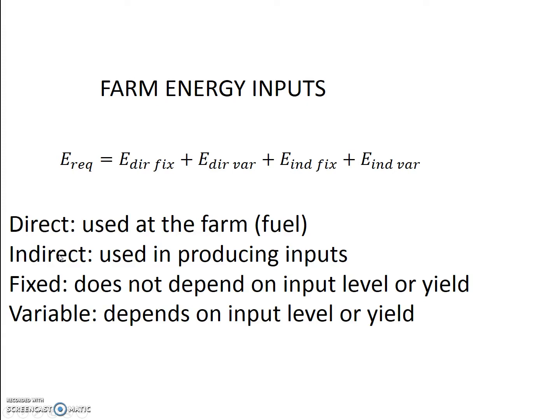So usually the indirect input energy is spent out of the farm and before the agricultural activity, while the direct input of energy is used at the farm at the time of the agricultural activity. This is typically the use of fuel for the tractor. We can also consider that some inputs may be called fixed if they do not depend on the input levels or the yield that we get. On the other hand, we can call variable those inputs of energy that depend on the input levels or the yield level.